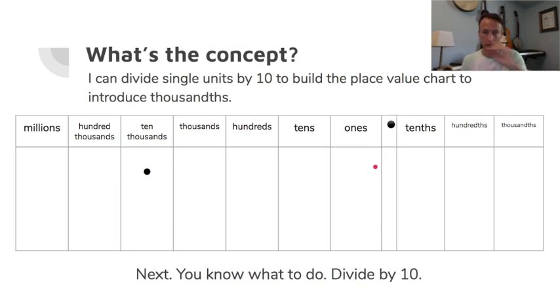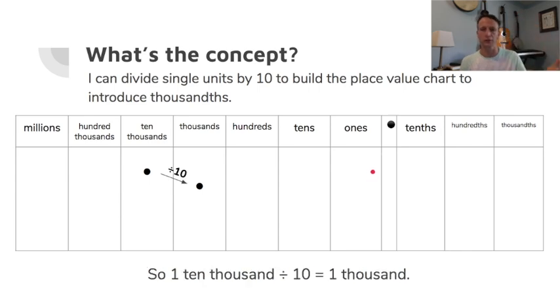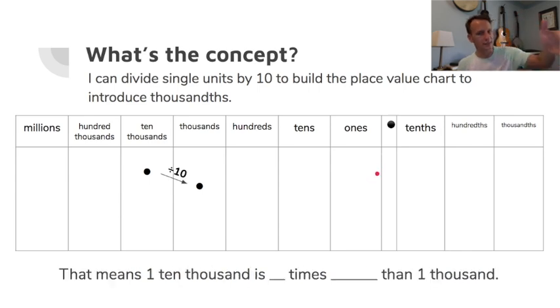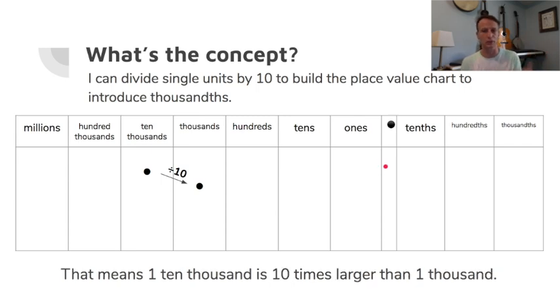Let's keep going. We're going to walk right down the chart. We're going to speed it up now. Okay, we're going to divide by 10. 10,000 divided by 10 is 1,000, of course. And so a 10,000 is greater, yes, than 1,000. How many times? The answer is still 10. Very good. 10 times larger than 1,000.